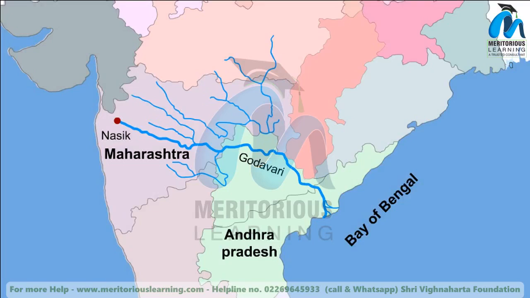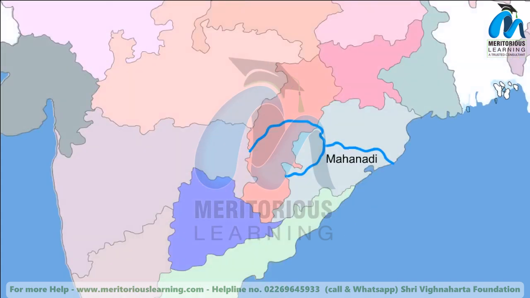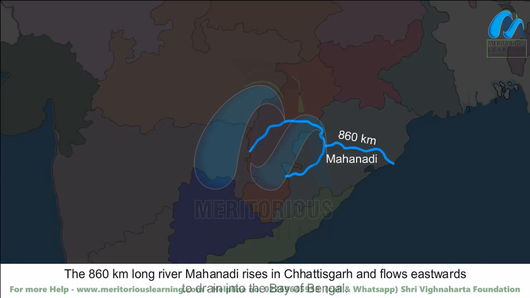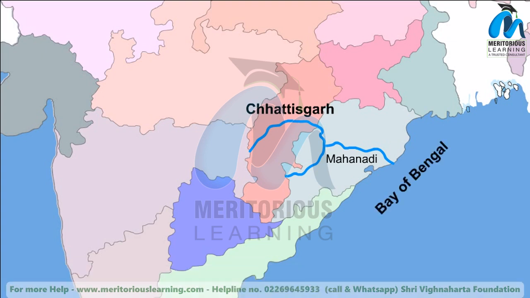Almost half of the basin lies in Maharashtra. The remaining part lies in Madhya Pradesh, Odisha and Andhra Pradesh. Its tributaries include rivers Purna, Vardha, Pranhita, Manjra, Vainganga and Penganga. Mahanadi Basin. The 860 kilometers long river Mahanadi rises in Chhattisgarh and flows eastwards to drain into the Bay of Bengal. Its drainage basin is spread into the states of Maharashtra, Chhattisgarh, Jharkhand and Odisha.